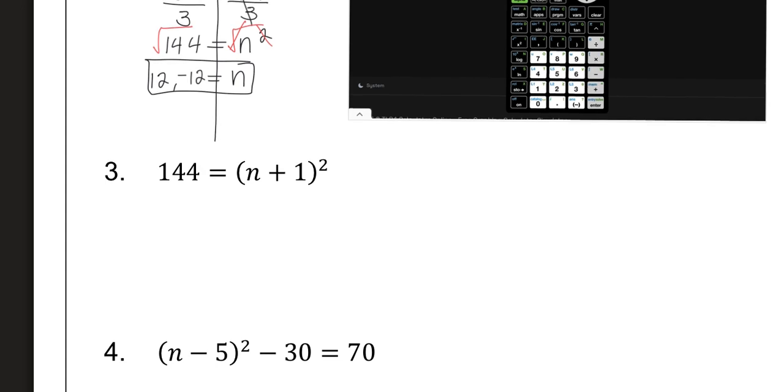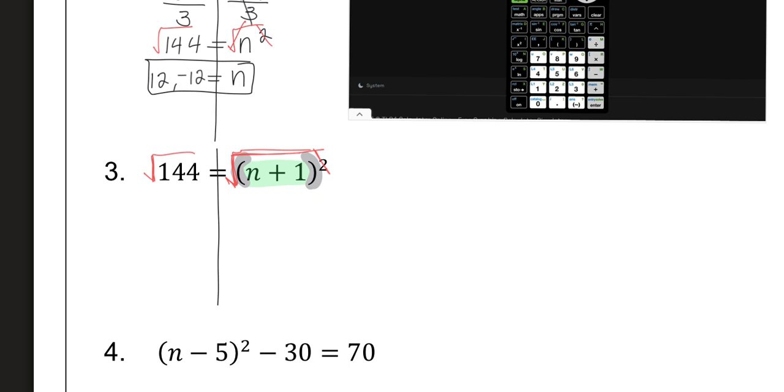Now, number 3 is slightly different because our variable is inside our parentheses here, but the whole thing here is being squared. So what we really need to do is isolate whatever is being raised to the power of 2. So this is what's being squared. There's nothing else outside of it. So we can just go ahead and start with square rooting to get rid of these parentheses here. That way I can get to that variable. Okay, so we're going to square root both sides. And we know the square root of 144 is 12 and negative 12. We just got that from number 2.